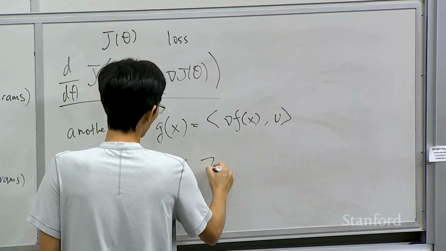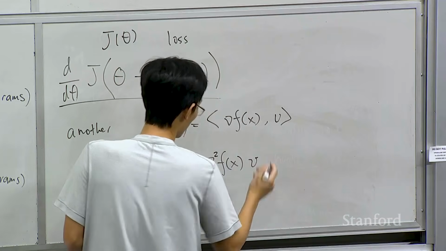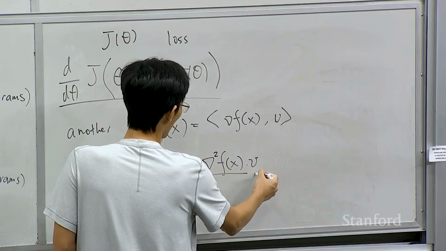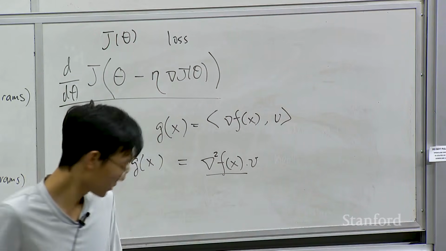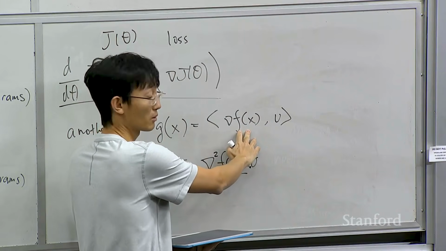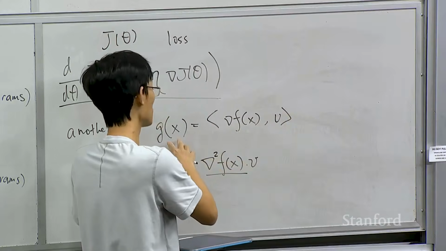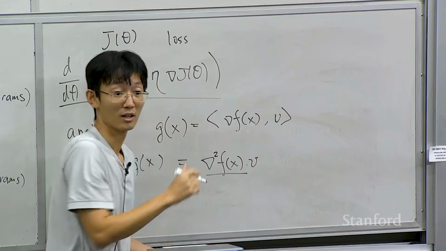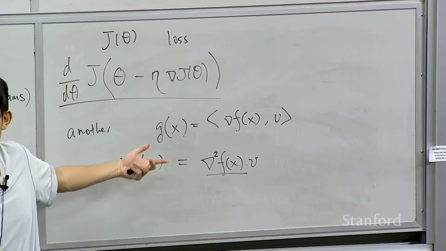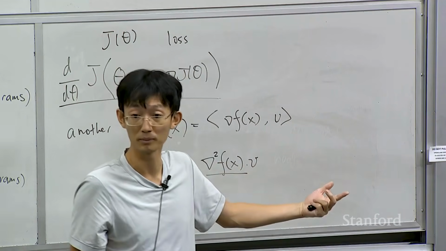this is just basic calculus, or differentiation. It equals the Hessian of f, which is a matrix, times the vector v. And you know that this is efficiently computable, in O(n) time. You know that the inner product is efficiently computable, so you know g itself is efficiently computable. And because g is computable efficiently, then the gradient of g is also efficiently computable. And that means that the Hessian vector product is efficiently computable.